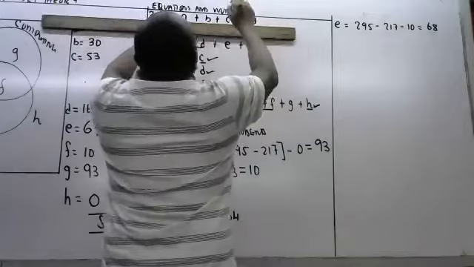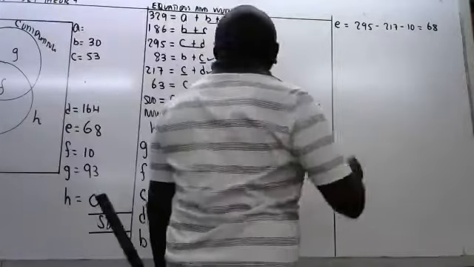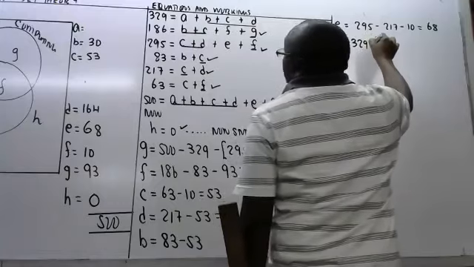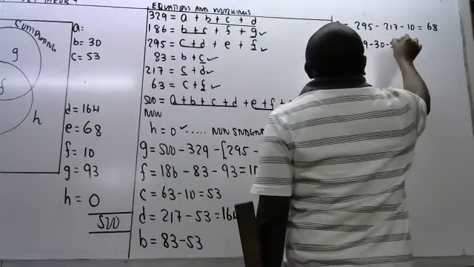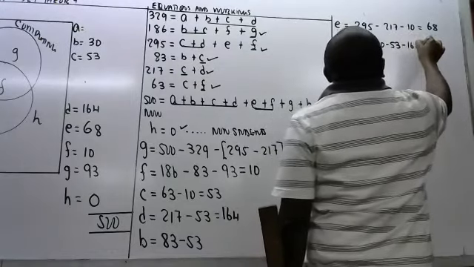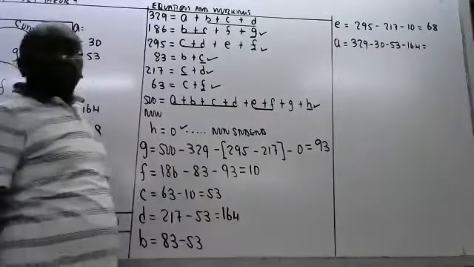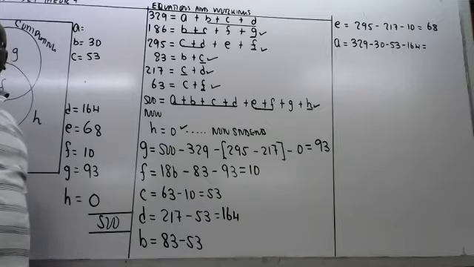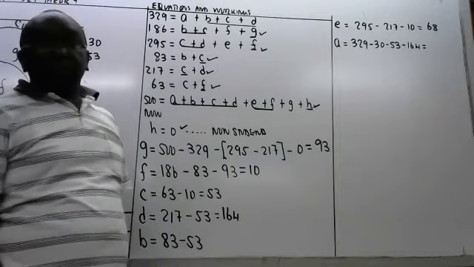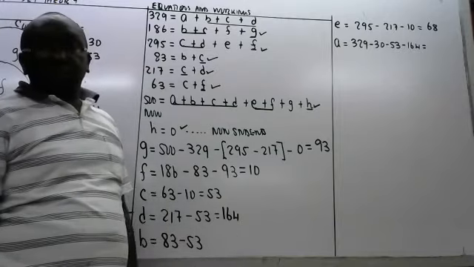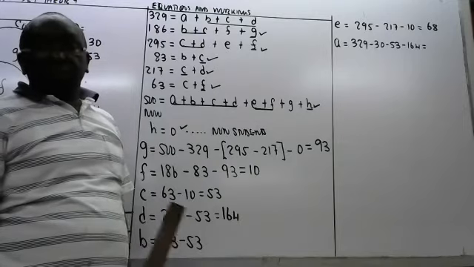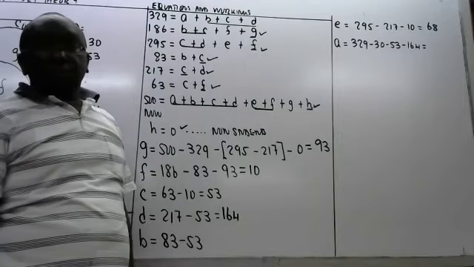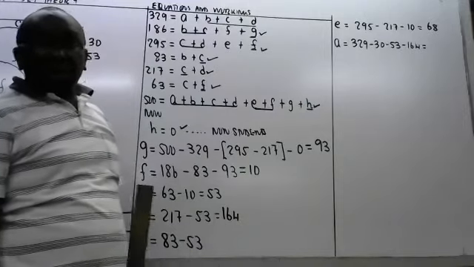Your E is 68. So this one has helped us. Then we come here where we know these three. And we'll be able to say that A must be 329 minus 30 minus 53 minus 164.